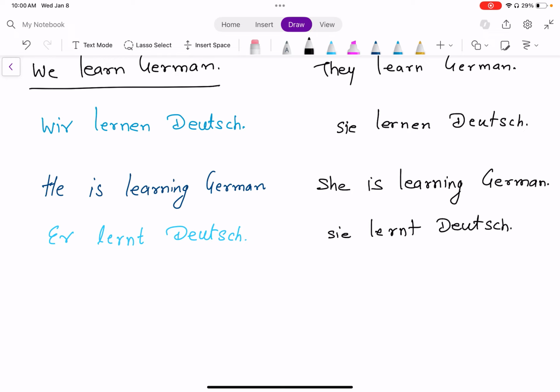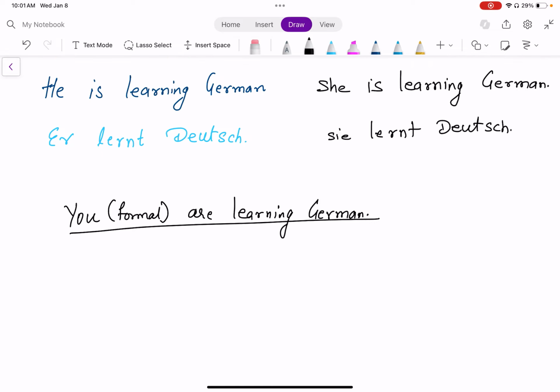Sie lernt Deutsch. Okay? Now, if I want to say you, for example, you're talking to a senior person and you talk in a formal sense. So let me write it as you formal. You are learning German.